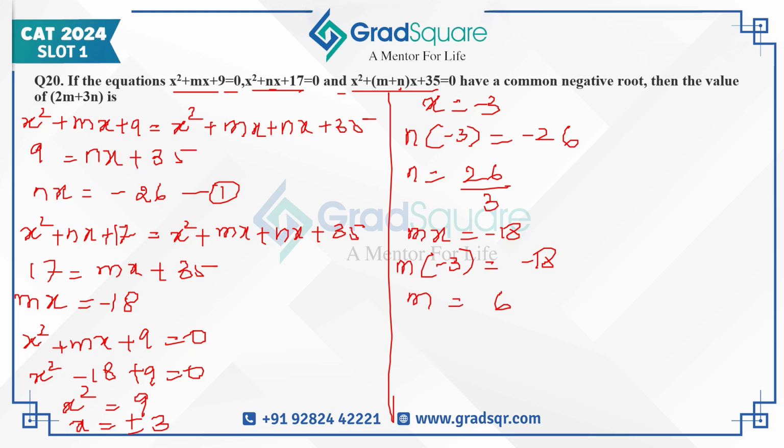Now they are asking what is the value of 2m plus 3n. This is equal to 2 into 6 plus 3 into 26 by 3, which is equal to 12 plus 26, that is 38. So the answer is 38.